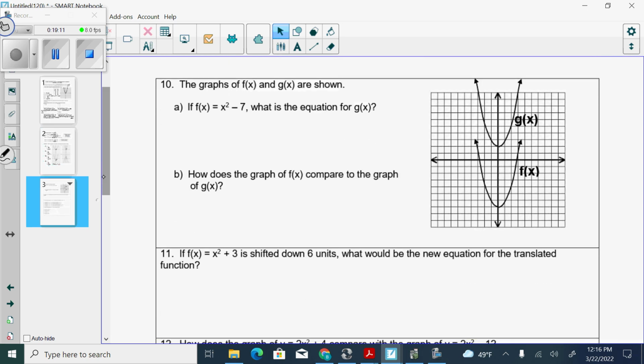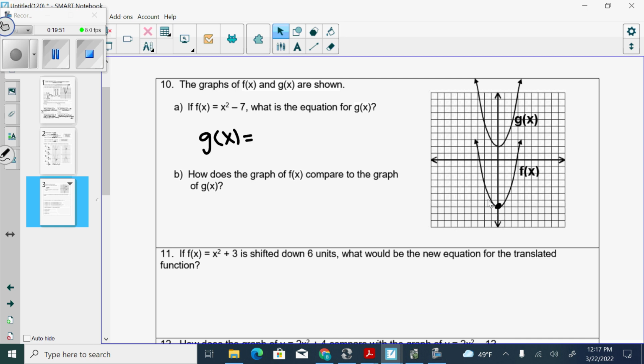Okay. Number 10 says that the graphs of f of x and g of x are shown. If f of x is x squared minus 7, what is the equation for g of x? Well, what's the difference between f of x and g of x? Well, they're pictures. One's up, one's down. Right, one's up, one's down. Okay, so they said that f is at negative 7. They want to know where is g? At positive 2. So if this is the equation for f of x, what should the equation for g of x be?